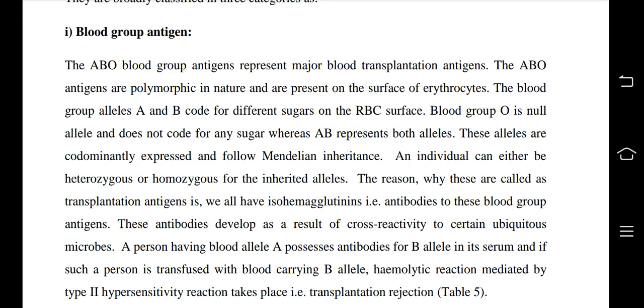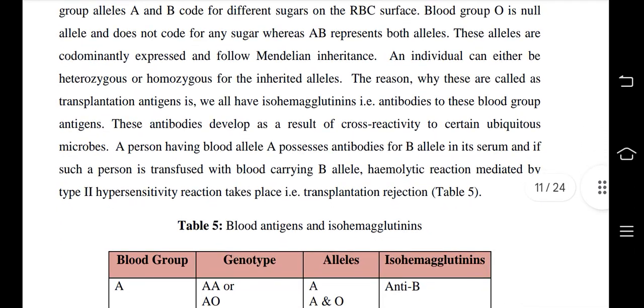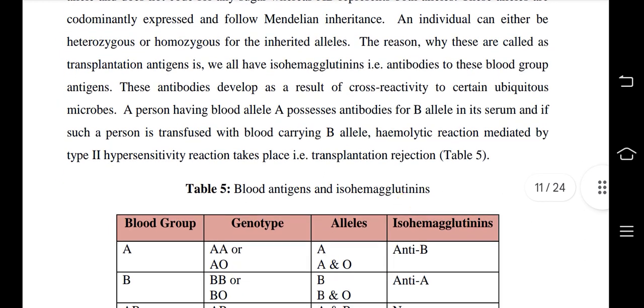An individual can either be heterozygous or homozygous for the inherited alleles. The reason why these are called transplantation antigens is that we all have isohemagglutinins, like antibodies to these blood group antigens. These antibodies develop as a result of cross-reactivity to certain ubiquitous microbes. A person having blood allele A possesses antibodies for B allele in the serum, and if such a person is transfused with blood carrying B allele, a hemolytic reaction mediated by type 2 hypersensitivity takes place.